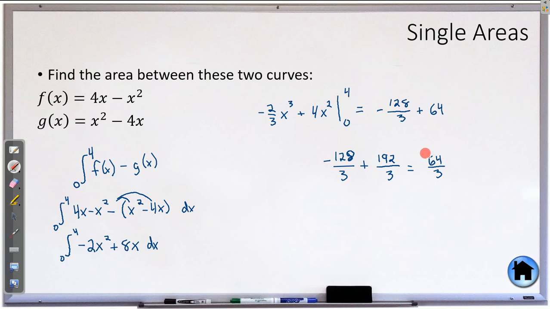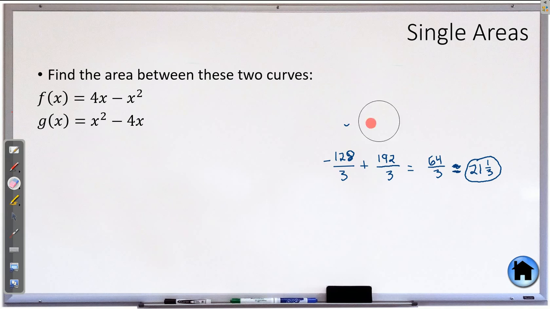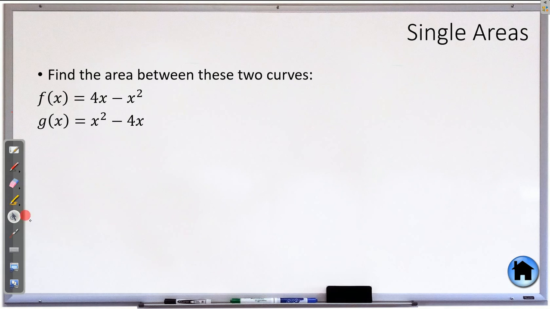So 64 thirds, which is, actually I don't think it's approximately, it is exactly, 3 goes into 64 21 times and a third. 21 and a third is our area between the two curves. So we take the big one minus the small one. So now that is one that we did by hand. The numbers kind of worked out pretty nicely for us. That is not always the case. So we're going to do one where the numbers are a little bit harder, and we're going to have to use our calculator to find the answer.